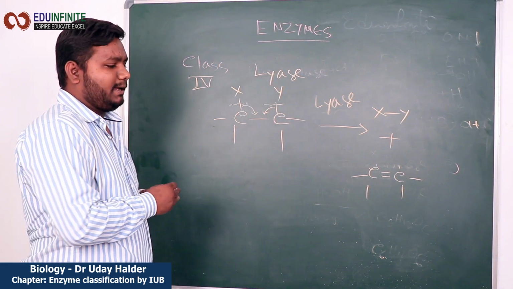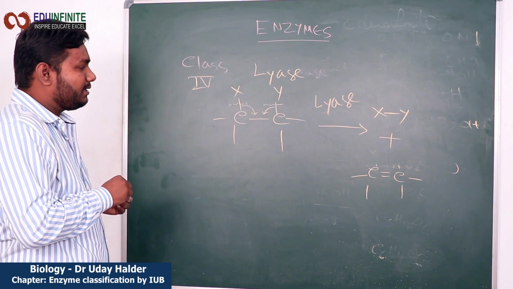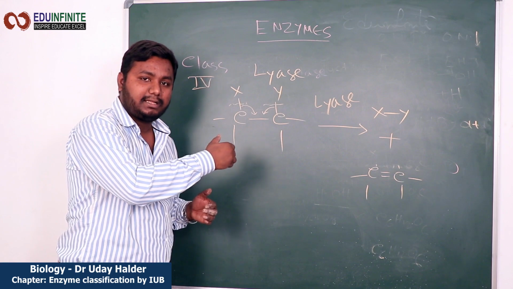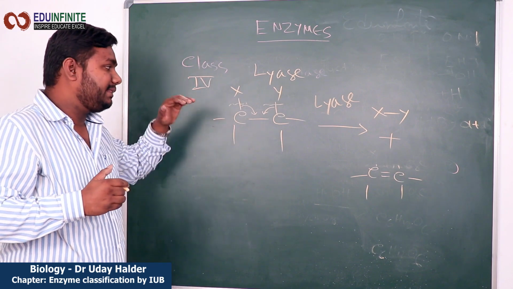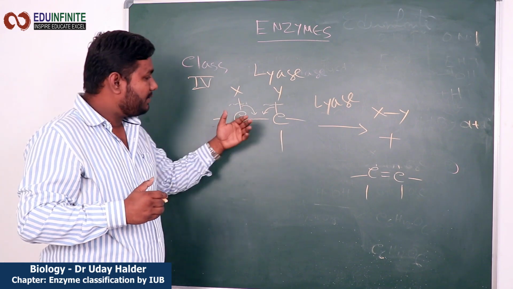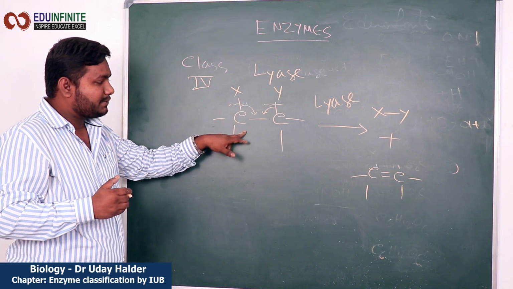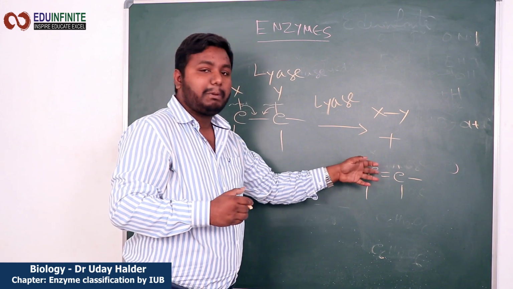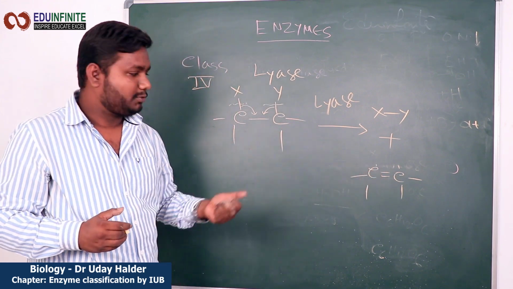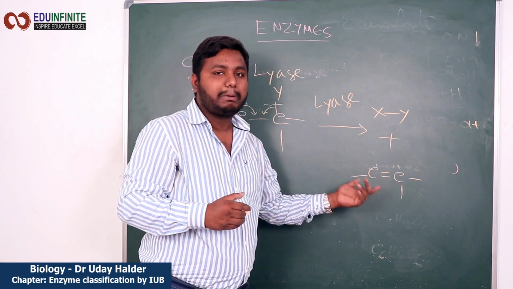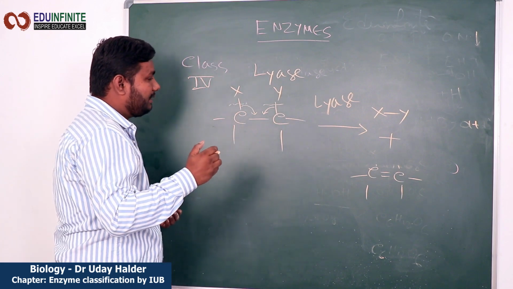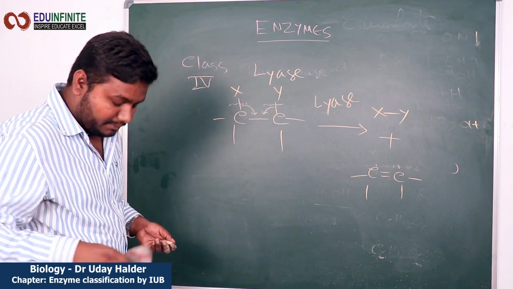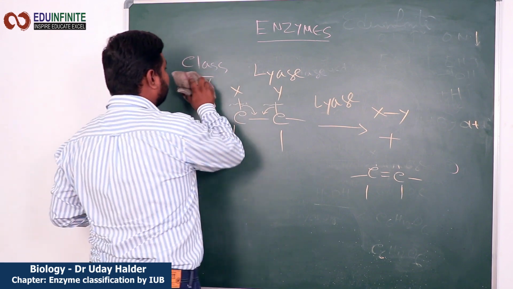And one may be asked this question: which type of enzyme, after doing its action, leaves a double bond in the product? You see, in the substrate there is no double bond. But after the reaction, a double bond has been formed in this compound, right? So it creates a double bond. Which type of enzyme creates a double bond in the product? Lyase. So this was the fourth class of enzyme.